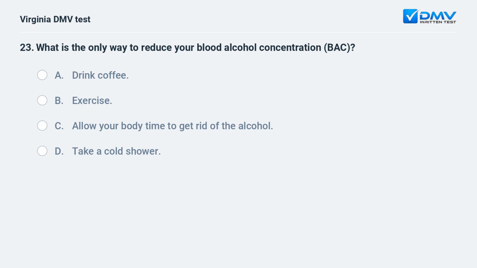What is the only way to reduce your blood alcohol concentration (BAC)? A. Drink coffee. B. Exercise. C. Allow your body time to get rid of the alcohol. D. Take a cold shower.